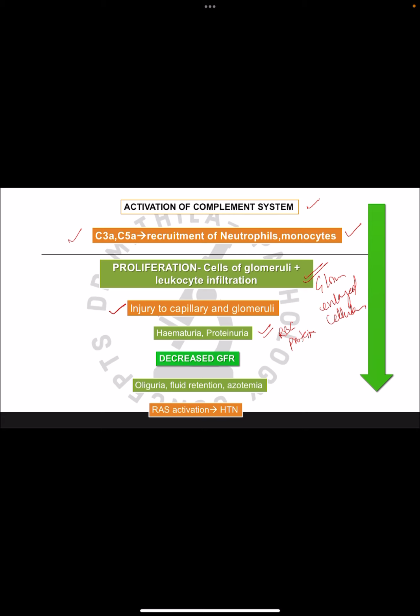So later on there will be a decrease in the glomerular filtration rate, followed by oliguria. Oliguria will lead to retention of fluid, that will cause the edema, especially in the periorbital region. Then later on, because of decreased GFR, there will be increased blood urea nitrogen and creatinine, manifesting as azotemia. Then there is renin angiotensin system activation, which will lead to sodium water retention and cause hypertension. So these are the series of events which are seen in all the nephritic syndromes.